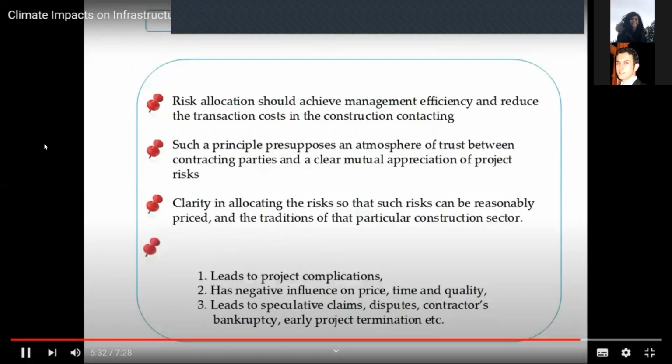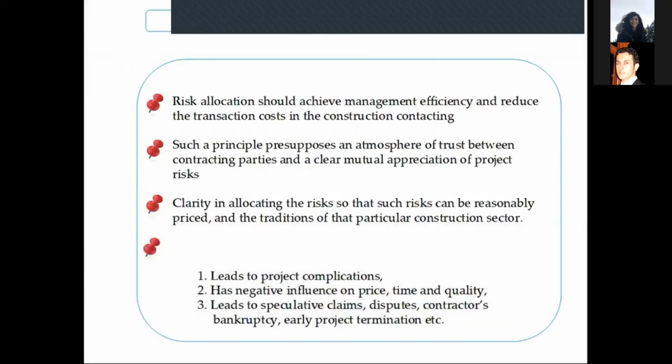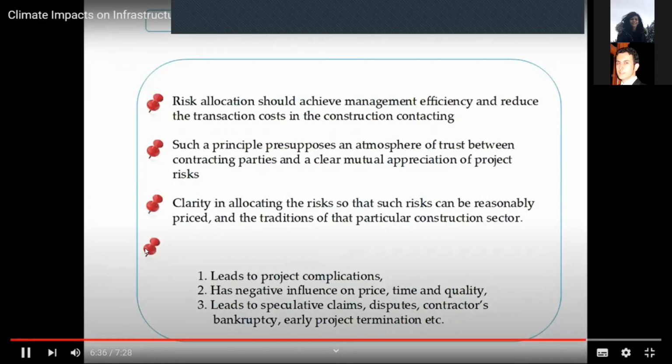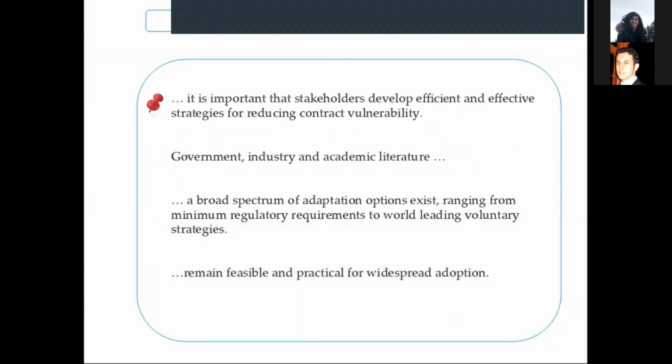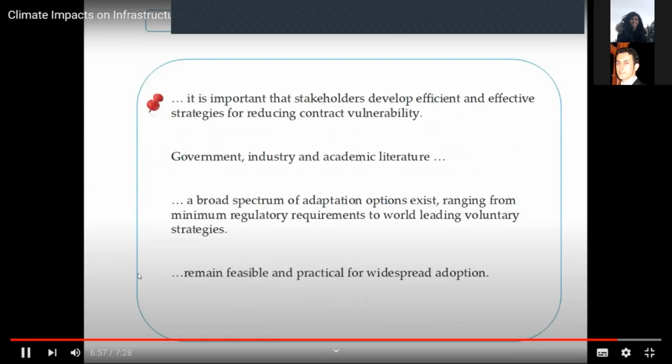Why? Because unbalanced risks lead to project complications and have a negative influence on effective strategies. Government and industry must both be included in the process. And a broad spectrum of adaptation options exist, ranging from minimum regulatory requirements to world-leading voluntary strategies, to remain feasible and practical for widespread adaptation.